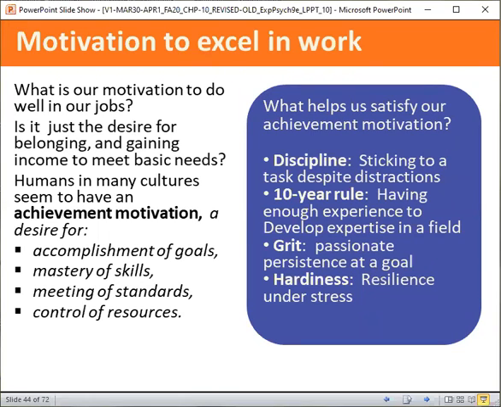What helps us satisfy our achievement motivation? We have discipline, sticking to a task despite distractions; the 10-year rule, having enough experience to develop expertise in a field; grit, passionate persistence at a goal; and hardiness, resilience under stress. Discipline, having enough expertise at doing things, developing a sense of grit, and hardiness all lead to us being able to achieve and motivate ourselves in work and have this high need for achievement. High need for achievement can reveal itself in a variety of ways.